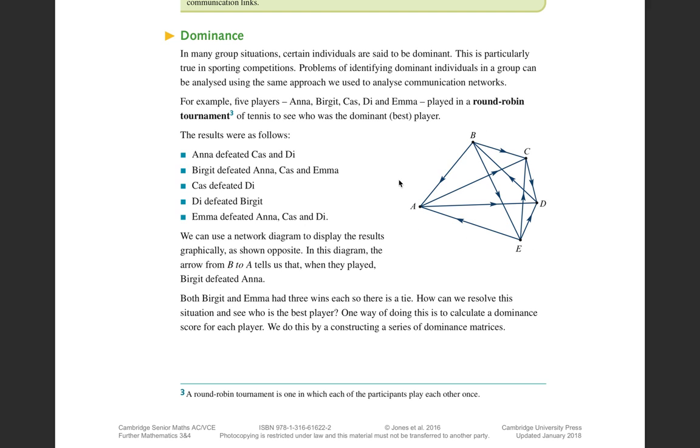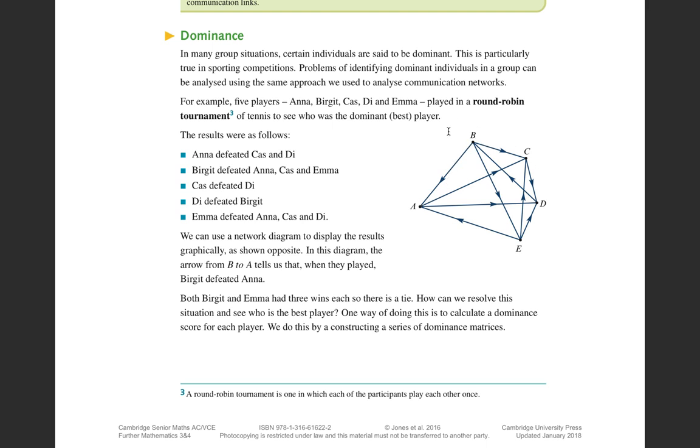This is a network. It's a directed network where you have five teams or people. In this case, they're people: Anna, Birgit, Kaz, Di, and Emma. And an arrow indicates that the team or the player that the arrow is coming from beat the player that the arrow is going to. So this arrow here indicates that B was dominant over A.